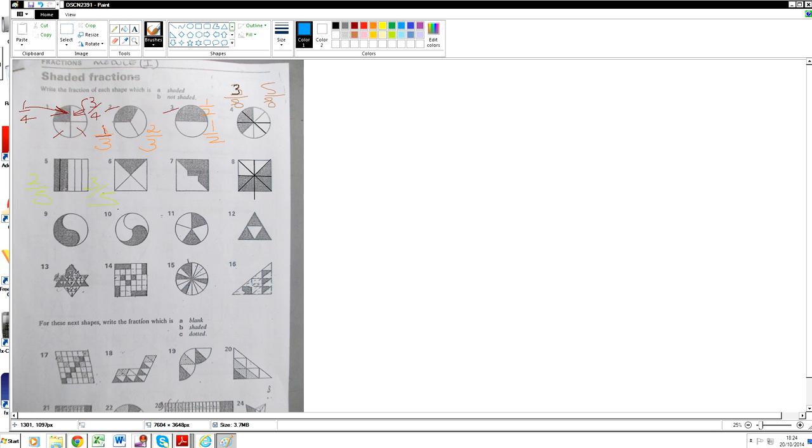This one, how many shaded? 1/4. And they are not shaded? 3/4. Okay, right. I want you to do all these questions. This question number 13, we're not doing question number 13.